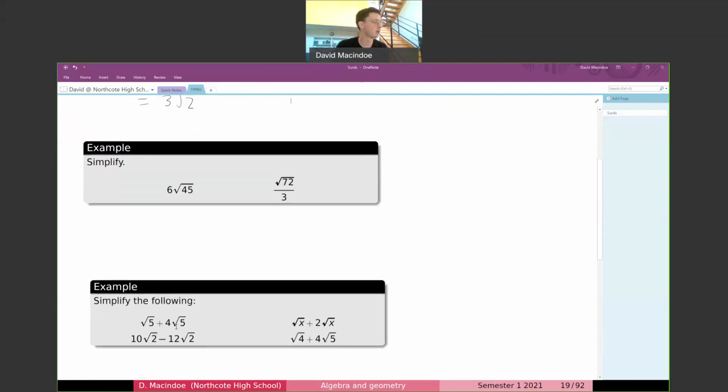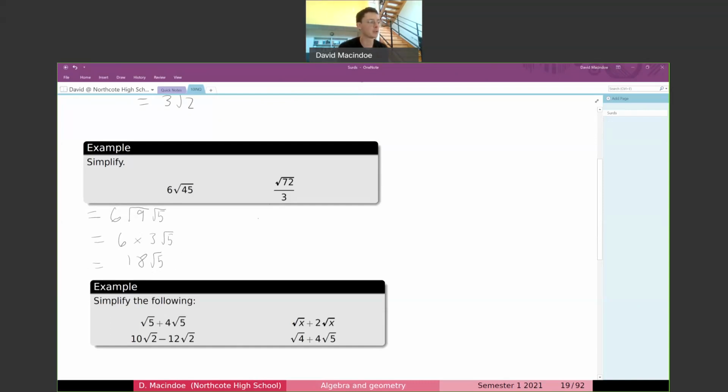All right. We've got a bit more simplifying to do here. We've got 6 root 45. So again, we've got to think about, well, how can I make any perfect squares in there? As it happens, 9 times 5 is 45. So the square root of 9 can be simplified to just be 3. So we've got 6 times 3 times root 5. So you just leave that on the end there. And 6 times 3, what's that? That's 18. So we've got 18 root 5. And that's as simplified as we can go. 5 is a prime number. There's not going to be any more factors.